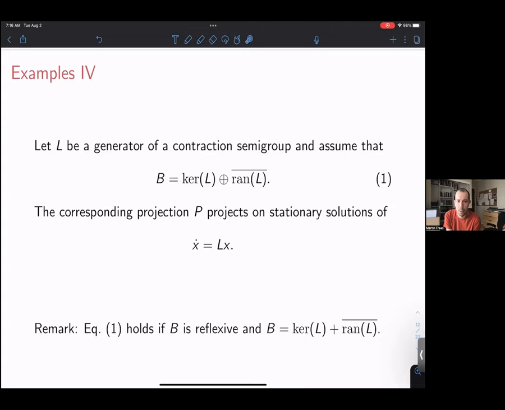Everything is constant in time, the generator, simply because the projection projects on everything that is in the kernel, and if it is in the kernel, then if it is multiplied by L, we get zero, and those vectors are the stationary solutions of this equation. Just as a remark, one possible option that such a decomposition holds is if the Banach space is reflexive and the kernel and the range together generate all the space, then you would have such a decomposition.